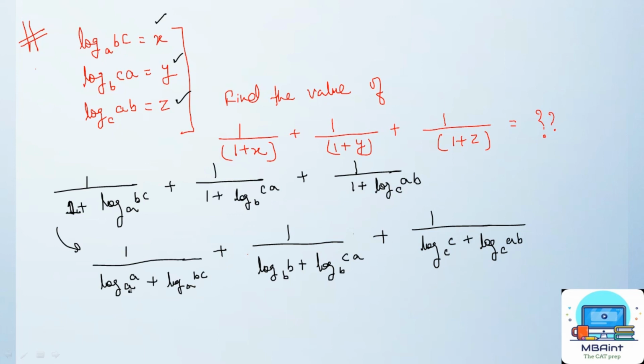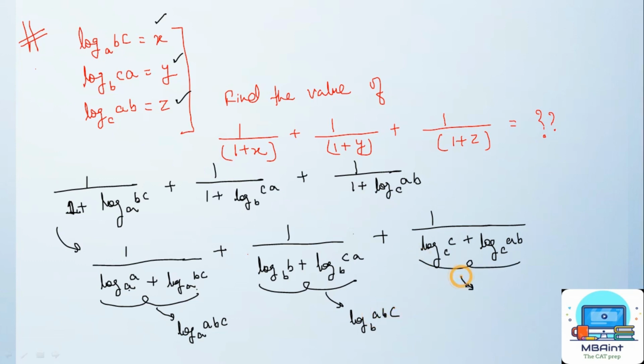Okay, so I know the base is the same now, right? I can always multiply this, and this part entirely is going to turn out to be log a, with the value A, B, and C. Similarly, this entire part is going to turn out to be log base B, and this is A, B, and C here. Again, this entire part is going to turn out to be, I'll take C as the base, and this is A, B, and C, right? And remember, all of them are in the denominator.